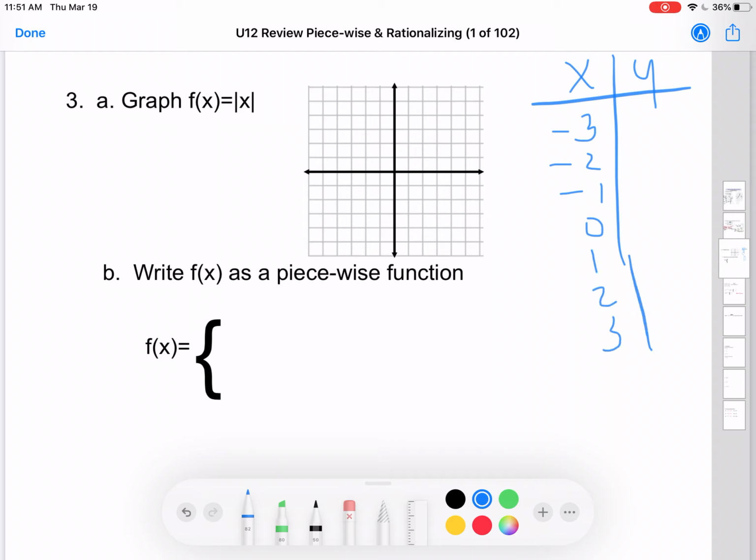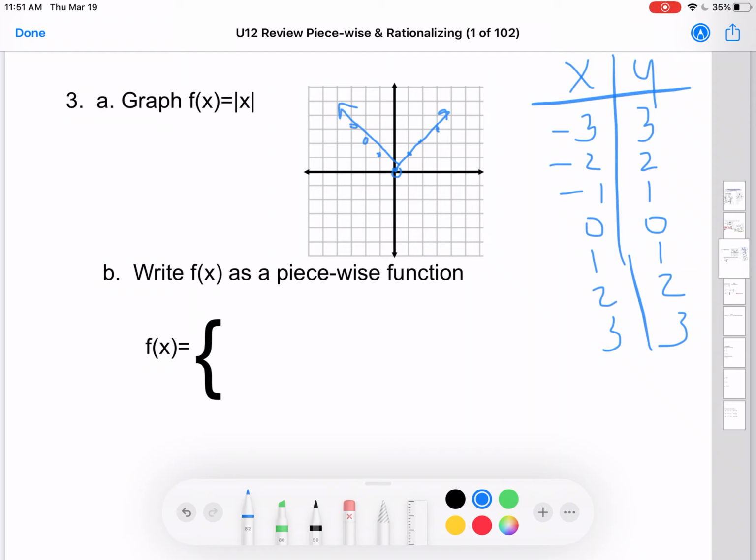When I plug in the absolute value, the result is always positive. It's just a distance from 0. So the absolute value of negative 3 is 3, 2, 1, 0, 1, 2, 3. We all know that already. And go ahead and graph it. And I think we remember that it looks like a V.